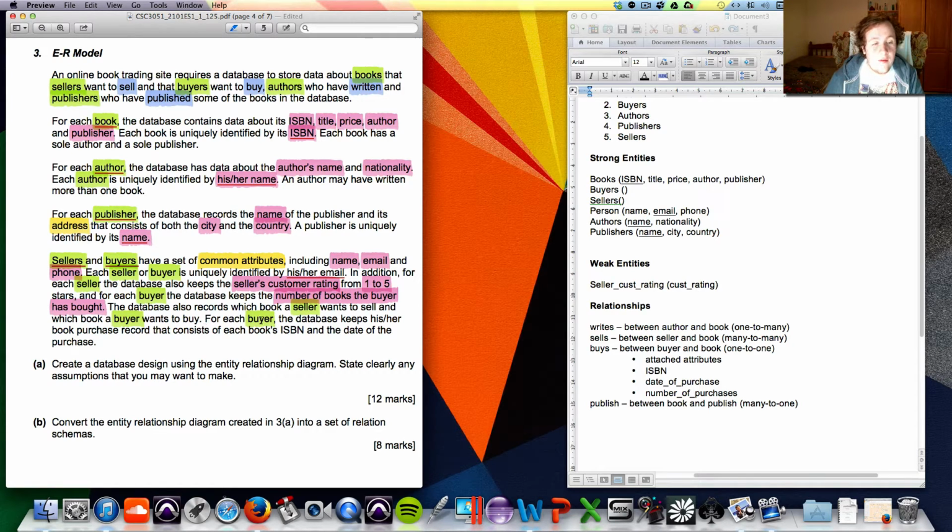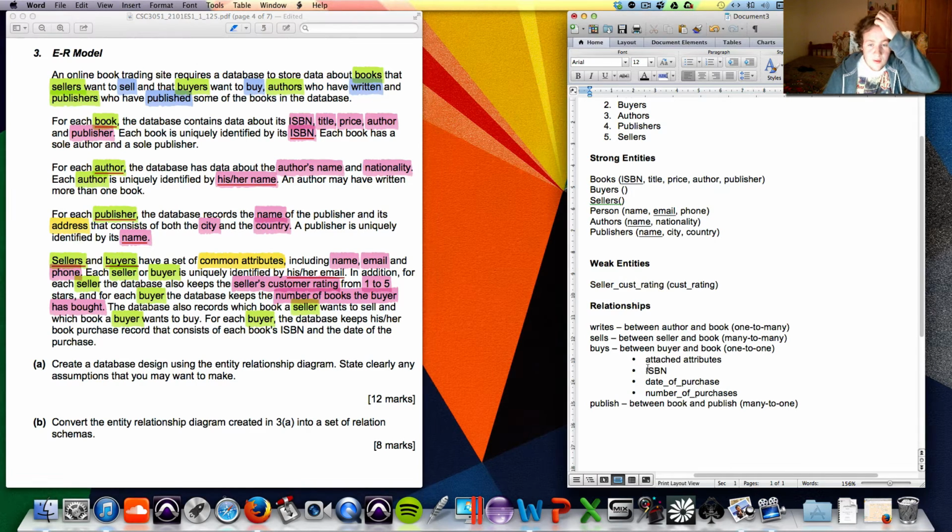That makes sense. And for each buyer, the database keeps his or her book purchase record that consists of the books, the ISBN, and the date of the purchase. So I've attached attributes down here for the buys. So it's going to be from the entity. Well, I'll probably just show it to you actually.